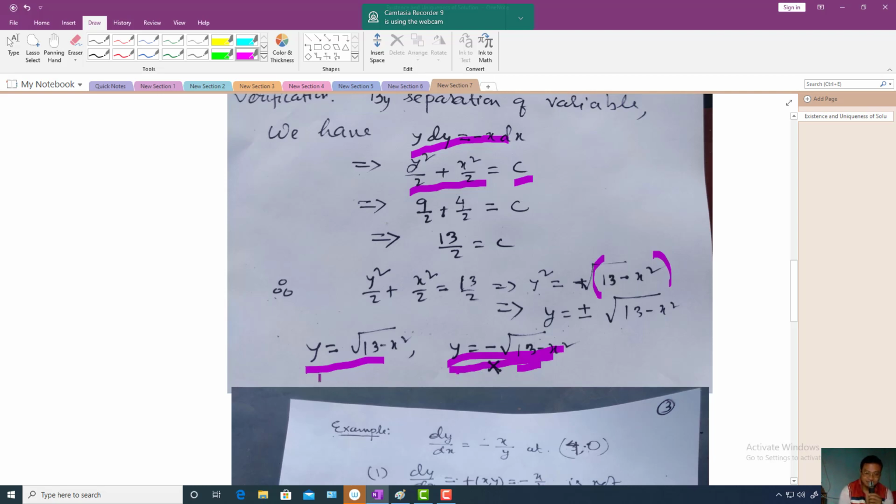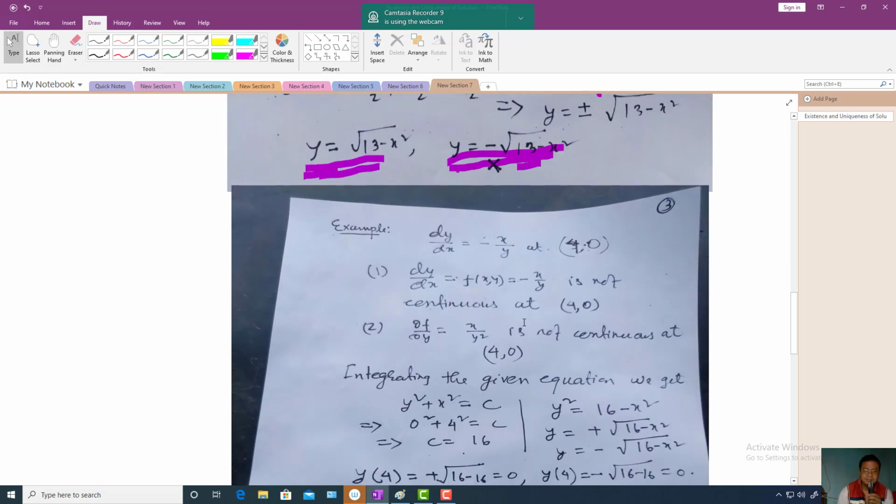This is the only solution. So how many solutions are there? There is only one solution satisfying the given initial condition. So it verifies the theorem. In this case, it is okay.